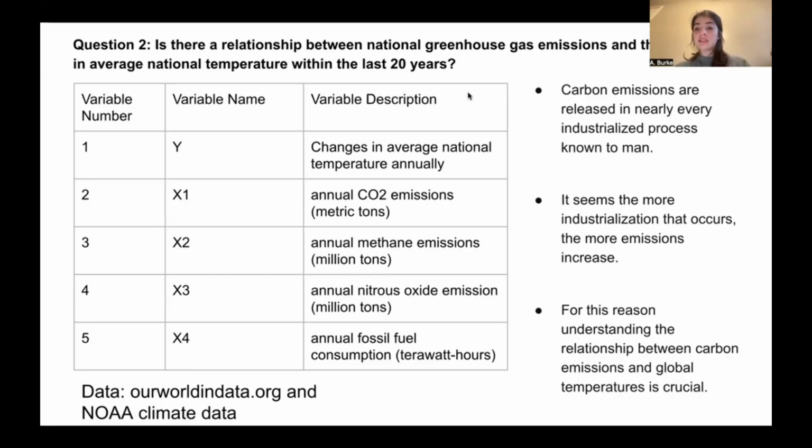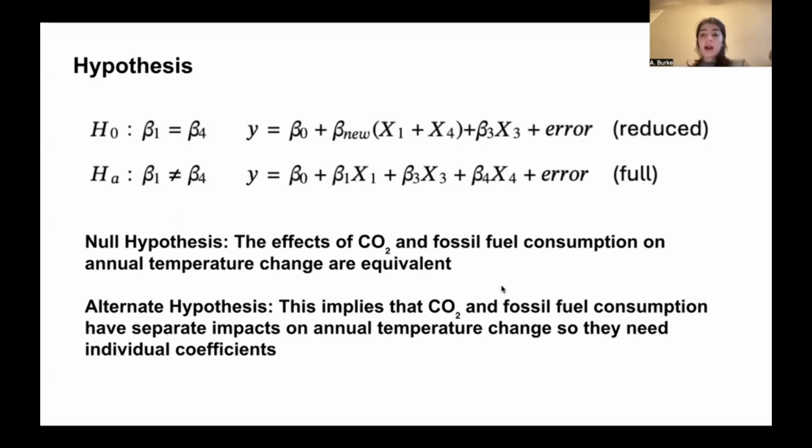Carbon emissions are released in nearly every industrialized process known to man, which is why they impact our lives and play a big role in the things that we care about in terms of climate change. So our hypotheses are, the null hypothesis is that the effects of carbon dioxide and fossil fuel consumption on annual temperature change are equivalent. The alternate hypothesis is that they are not.